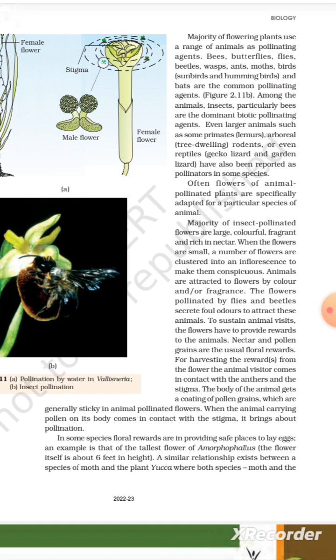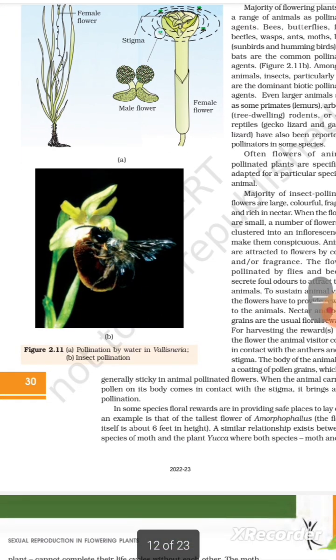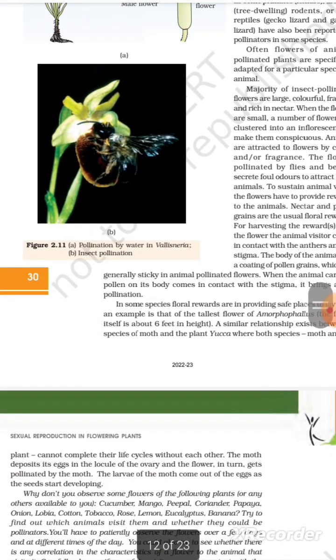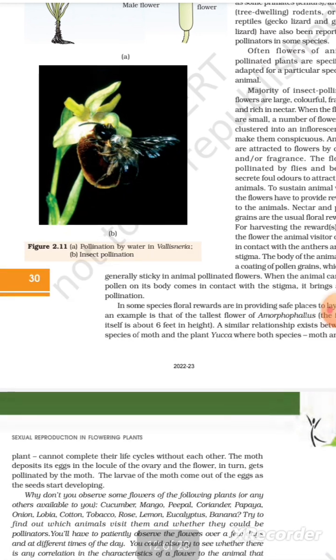In some species, floral rewards are in providing safe places to lay eggs. An example is that of the tallest flower, Amorphophallus. The flower itself is about 6 feet in height. A similar relationship exists between a species of moth and the plant yucca, where both the moth and the plant cannot complete their life cycle without each other. The moth deposits its eggs in the locule of the ovary, and the flower in turn gets pollinated by the moth. The larva of the moth comes out of the eggs as the seeds start developing.